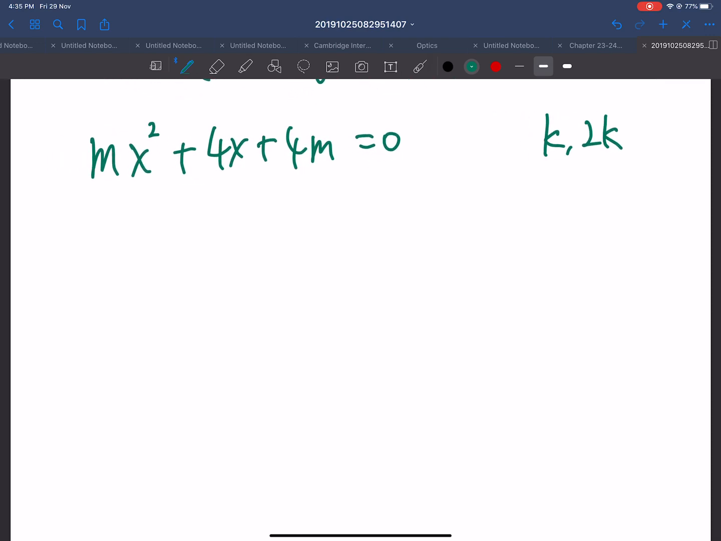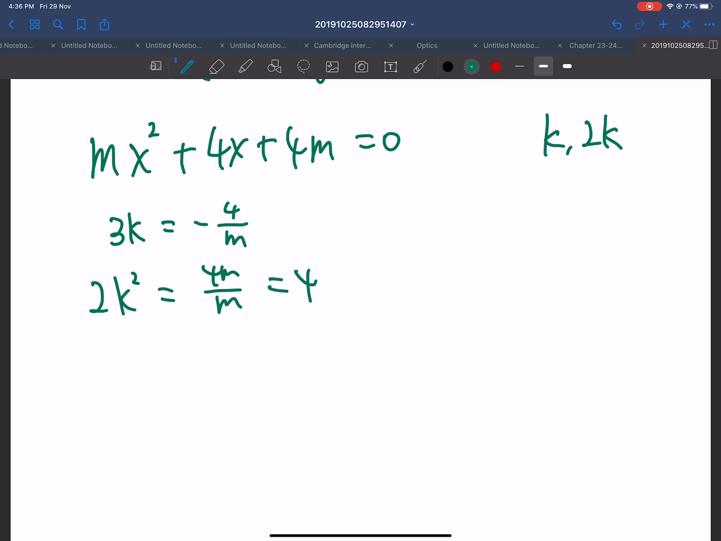So just use the same skill, sum of roots. Sum of roots is k plus 2k, which is 3k, and it's negative b over a, negative 4 over m. That means this formula may be useful later on because it contains two unknowns. You can't solve any unknown from this formula. So you need to use the product of roots. It's 2k squared. Product of roots is c over a. c over a is 4m over m, which gives you 4.